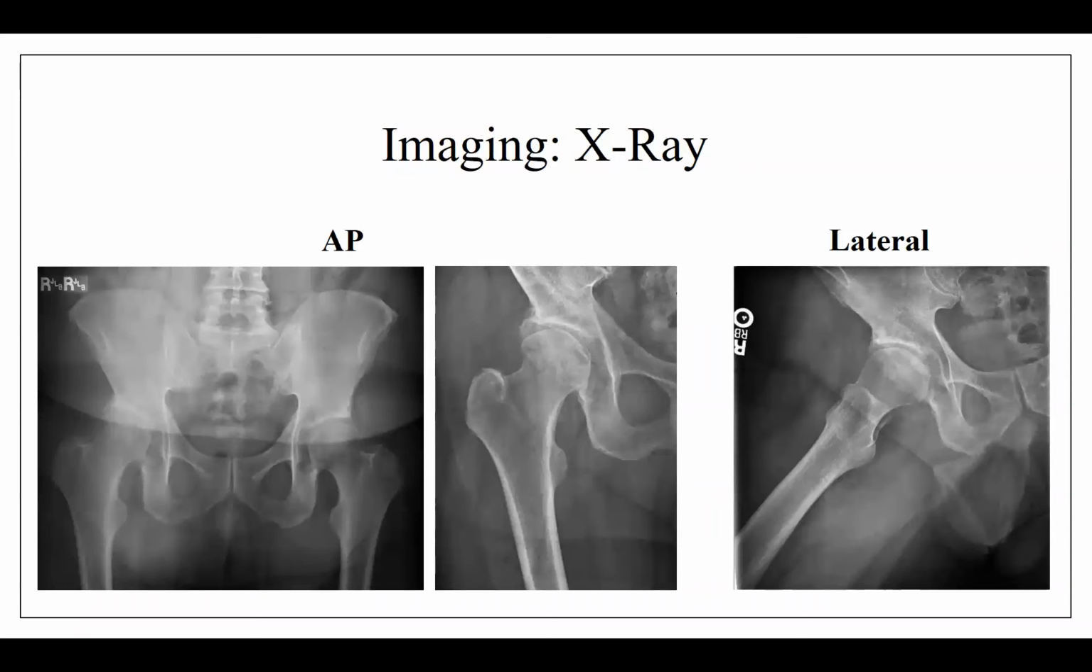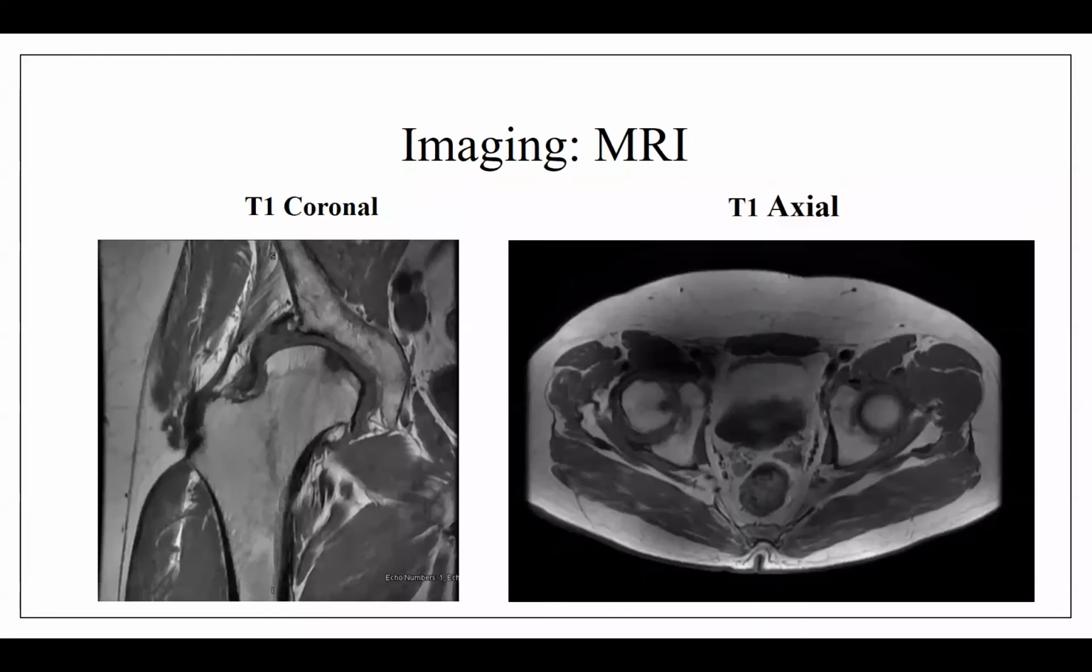X-ray images were obtained for this patient. On the left, we have AP films, and on the right, we have a frog-leg lateral of his right hip. We can see that there are some changes in the superior aspect of the femoral head. MRI images were also obtained. These are his T1 images. There's also a low intensity signal present in the superior aspect of the right femoral head shown on these images as well.